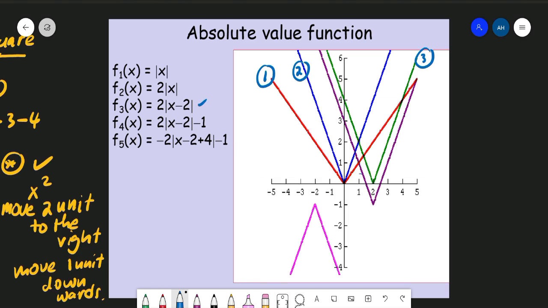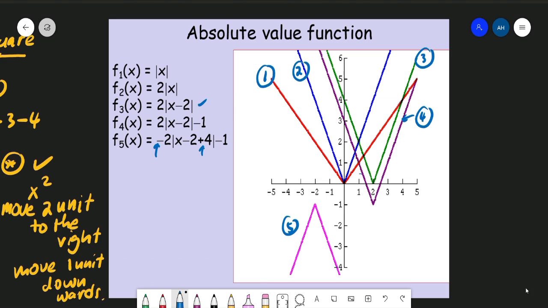We're done up to there. And then we minus 1. Minus 1 means we go down 1 step. This is number 4, the purple one. For number 5, we multiply by negative 1, meaning reflect about the x-axis, and then we plus 4, meaning move 4 steps to the left. So number 5 is reflect about the x-axis and then move 4 units to the left.